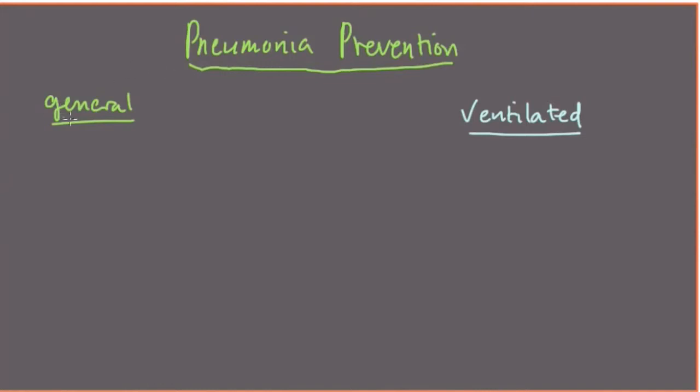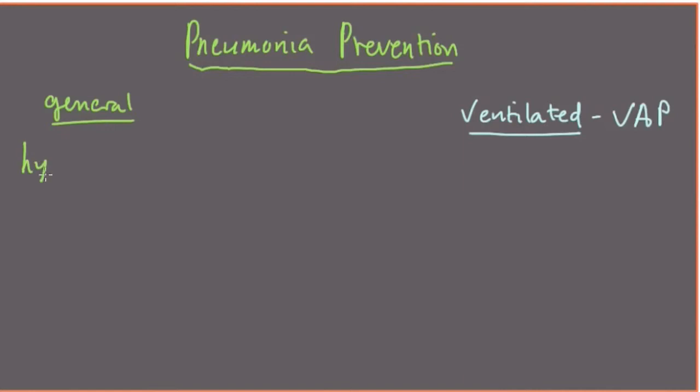First of all, we'll talk about general patients. This would be the patient out in the community or on your medical surgical floor. Then we'll talk a little bit about a more specialized topic, but one that's a hot topic in nursing currently: how to prevent pneumonia in the ventilated patient, and specifically how to prevent VAP, ventilator-associated pneumonia.